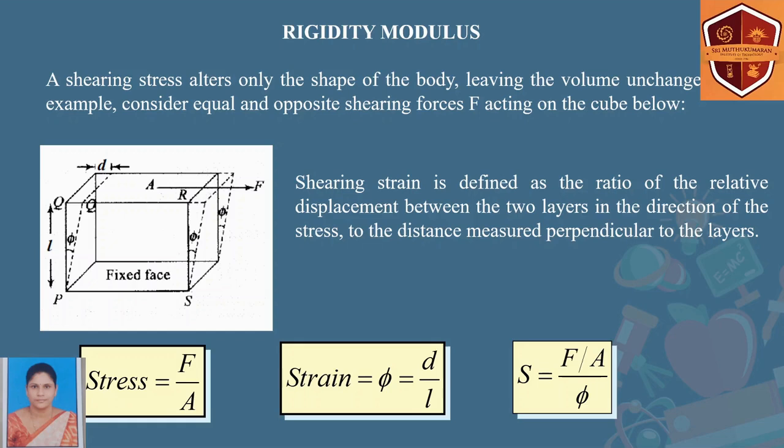When you look at this bulk material, you can see clearly that when we apply the force to the bulk material, the angle has changed from Q to Q dash. That is called a shearing stress. The shearing strain here is denoted by the symbol phi. Then strain phi equals d by L.